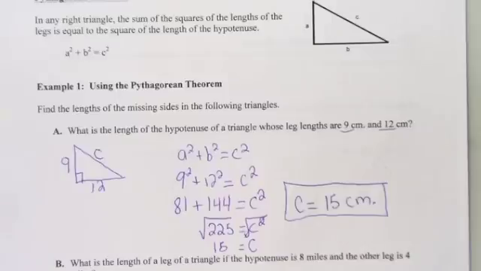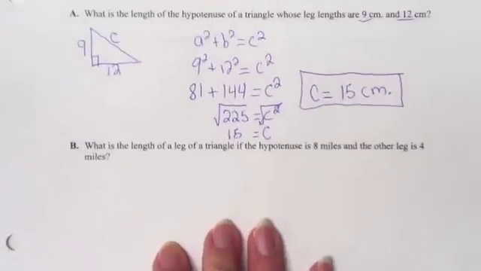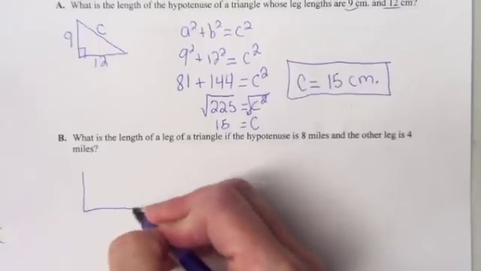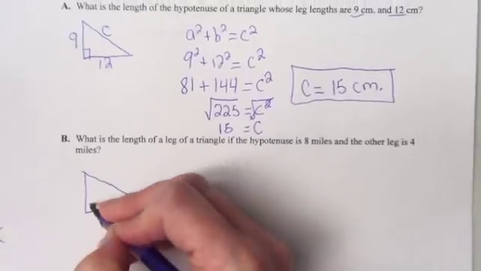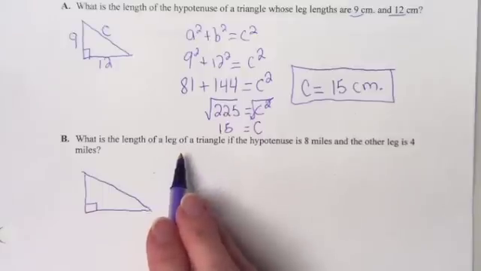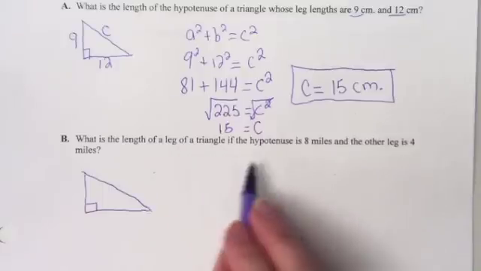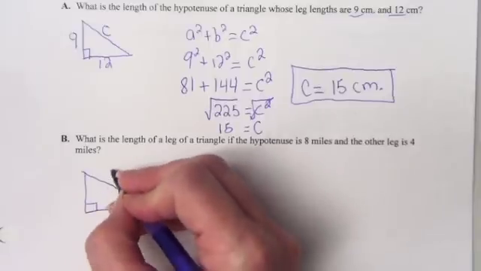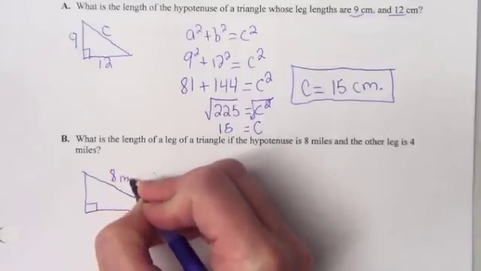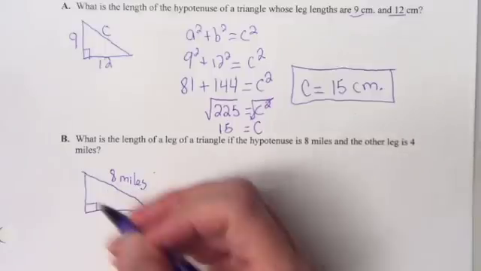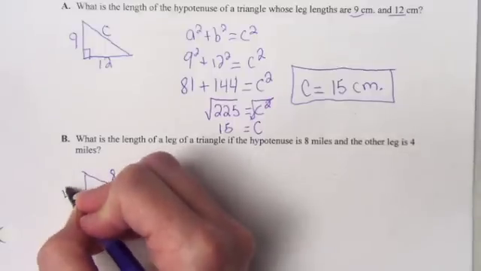Let's go ahead and move on to letter B. This time, let's draw a picture. We have our right triangle. What is the length of a leg of a triangle if the hypotenuse is 8 miles? So now we have the hypotenuse, if you remember, that's our c. So this time we actually have c. And then the other leg is 4 miles. So one of these legs is 4.